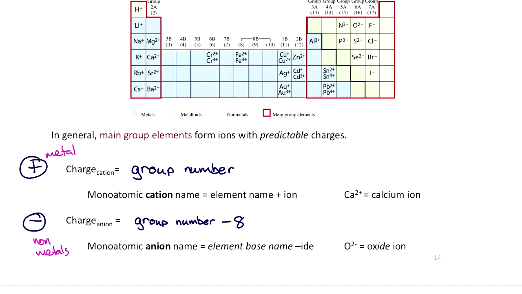So anions, when they're an ion, have the "ide" ending. If we're talking about the neutral thing, then we use the normal element name, like chlorine, oxygen, all that. Okay, and those are nonmetals.